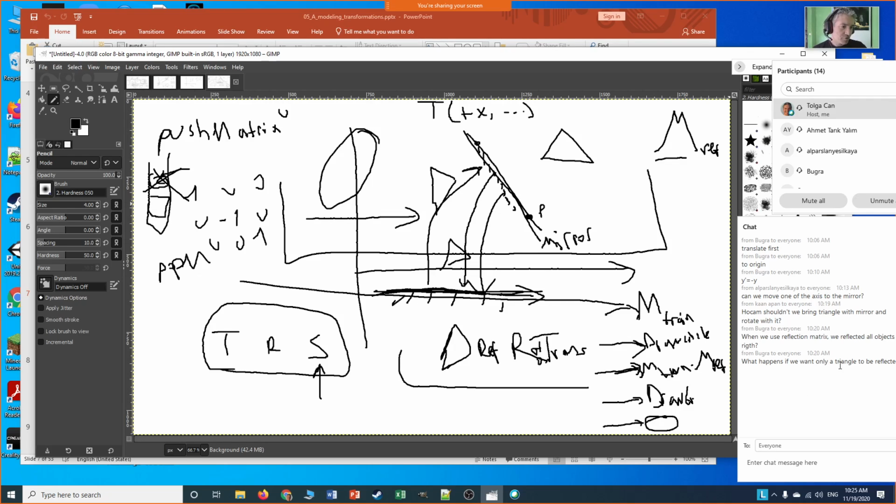If you want only a triangle to be reflected, so I think this answers Bura's question too, what we do is we push the matrix, we apply the reflection on that copy that is now on the top, we draw the triangle, and then we pop the matrix, and then we are back in the non-reflected world. All right, so this is a way to save your state of matrices.